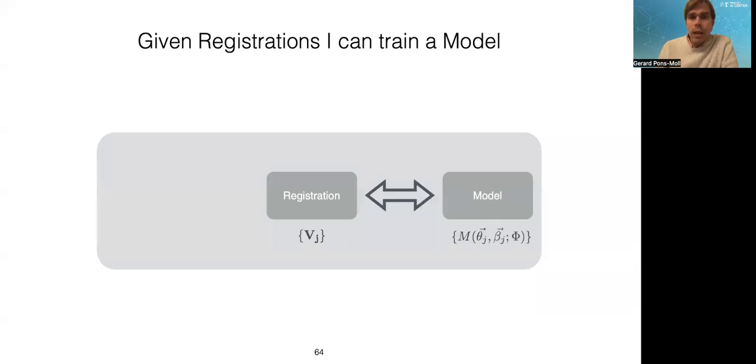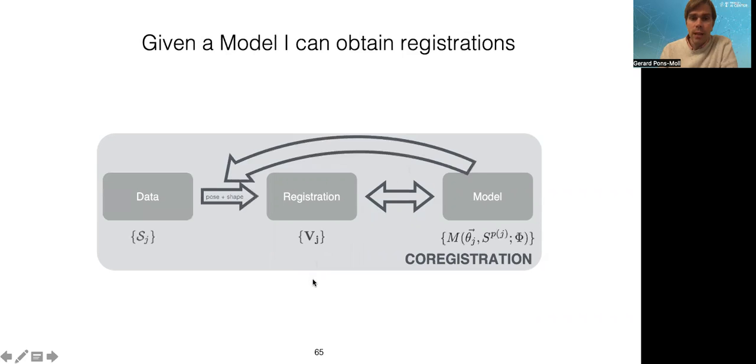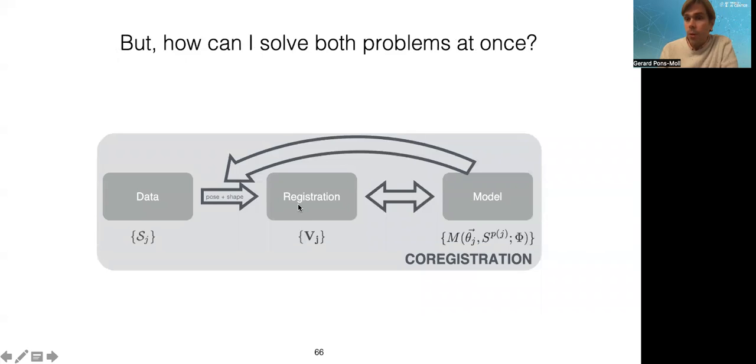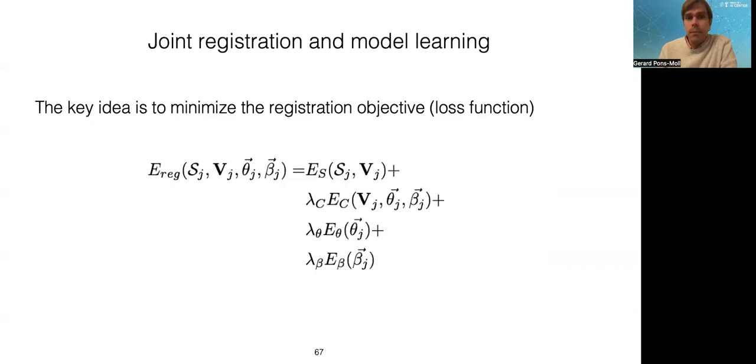All right, so I've shown you that given registrations, I can train a model. We've seen this a few slides before, and we've seen that given a decent model, we can transform scans into registrations. But the question is, how can I solve for both problems at once? Essentially, this chicken and egg problem can be solved using techniques like block coordinate descent or expectation maximization.